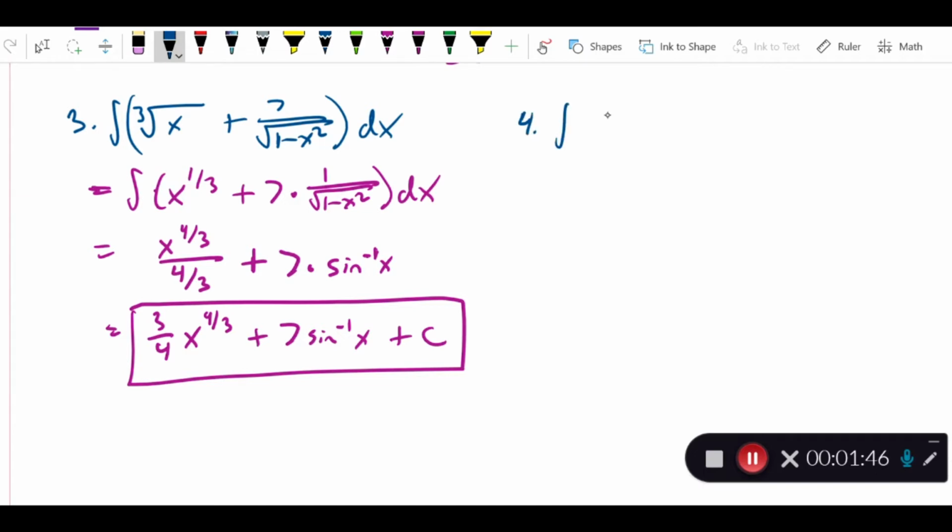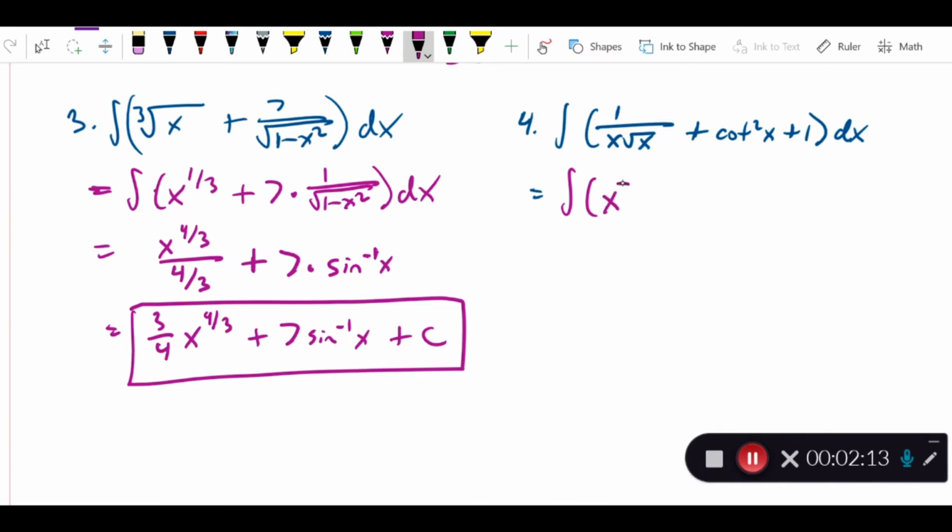Okay, now let's do this problem. Let's do the indefinite integral of 1 over x root x plus cotangent squared x plus 1 dx. So we can rewrite this as the indefinite integral of x times root x is x to the 3/2, so we have 1 over x to the 3/2, which is x to the negative 3/2. And the thing to recognize here is that cotangent squared x plus 1 is equal to cosecant squared x. That's one of the trig identities that we learned earlier.